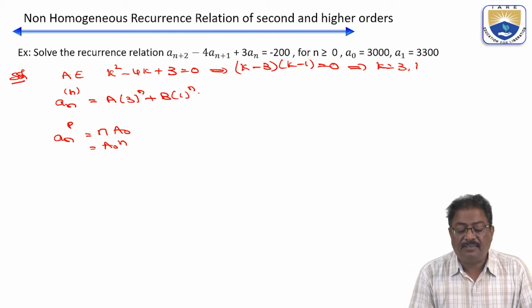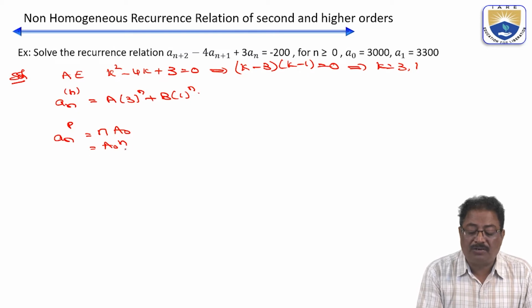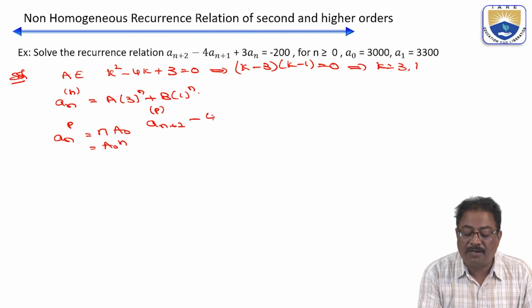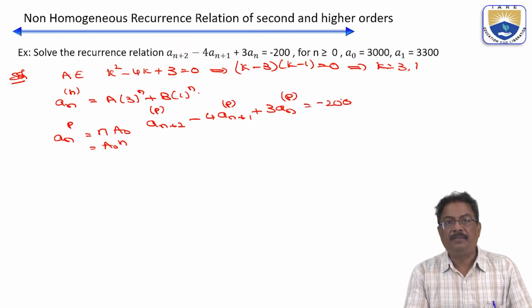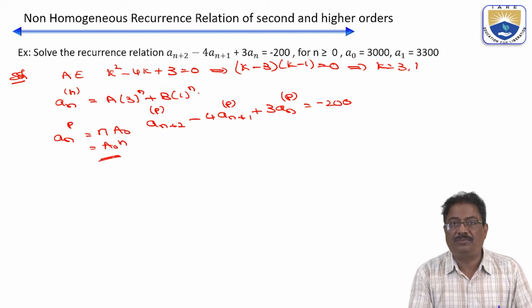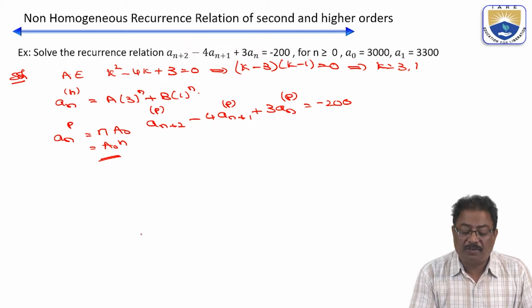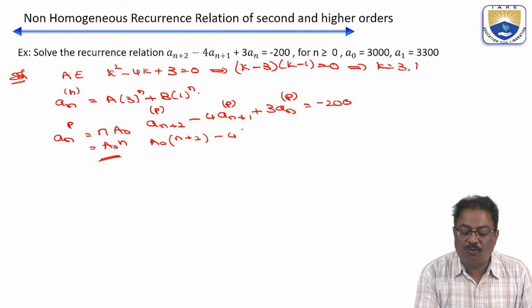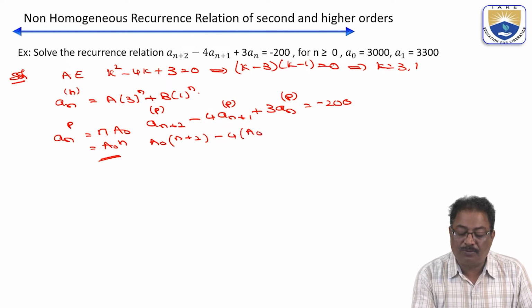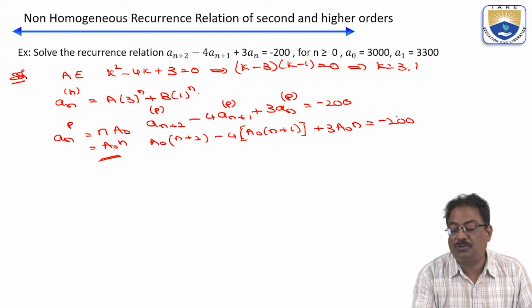Now once again after finding this, this is the assumed particular integral, so it satisfies the given equation. So a_{n+2}^p minus 4a_{n+1}^p plus 3a_n^p is equal to minus 200. Because it is assumed that it is a solution for that, so it satisfies the given equation. So now a_{n+2} is a naught into (n plus 2) minus 4 into a naught into (n plus 1) plus 3 a naught into n is equal to minus 200.